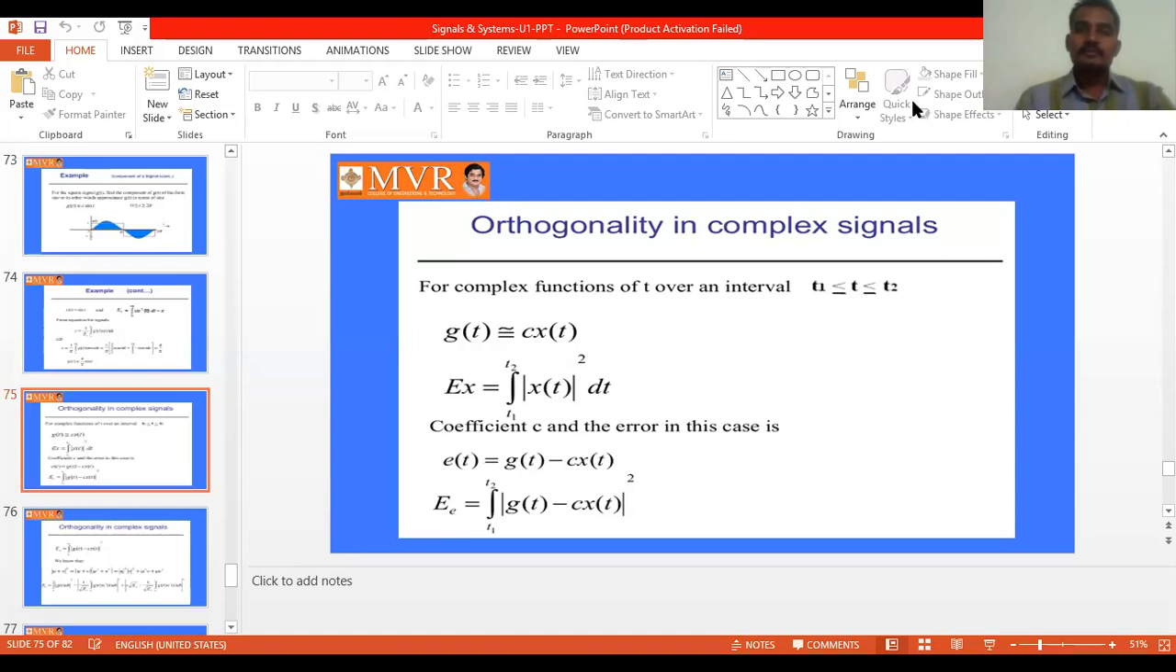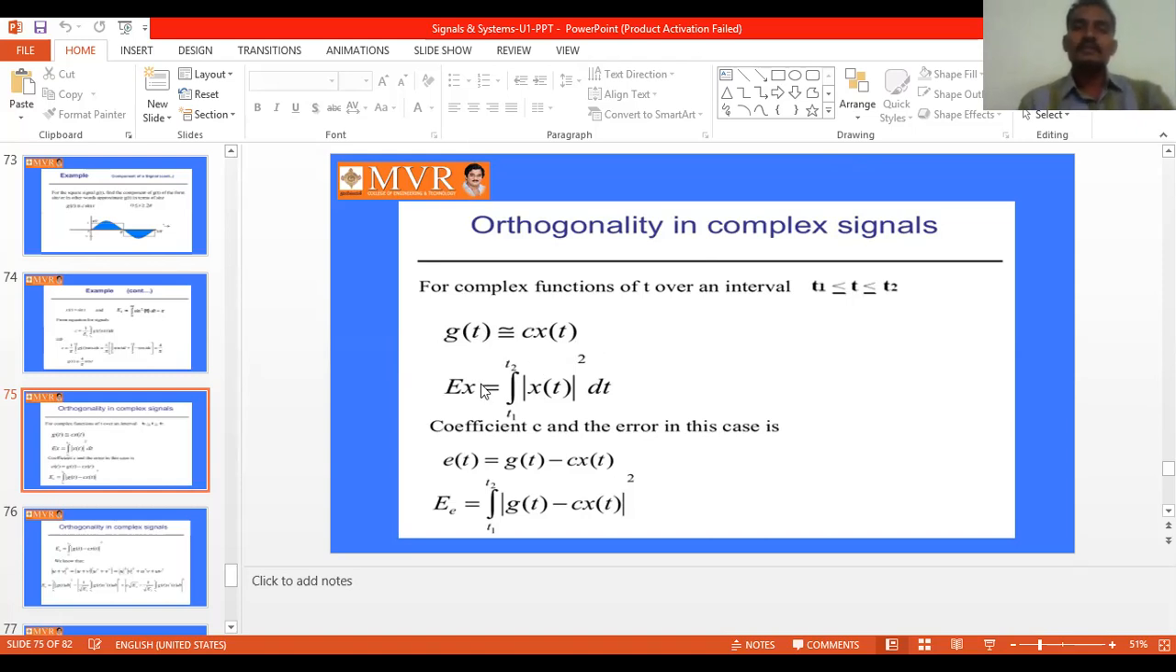Here also, suppose we take x of t as a signal and g of t as another signal. So the orthogonality in complex signals can be represented like this. Here g of t is one signal, x of t is another signal, so g of t can be approximated as c into x of t.